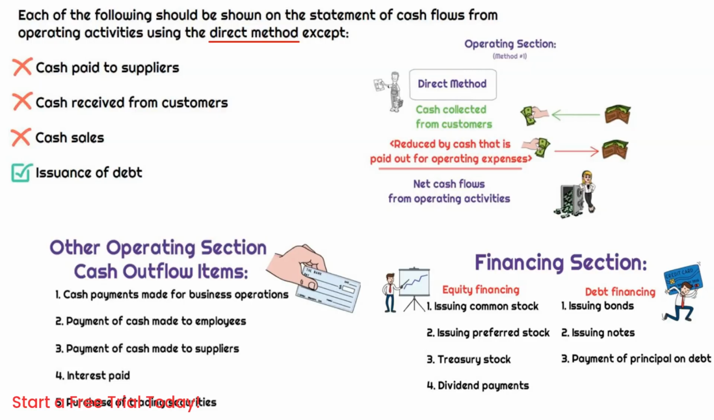So the question is asking which of the following wouldn't be included in the operating activity section. So that's going to be issuance of debt. So that's our correct answer.